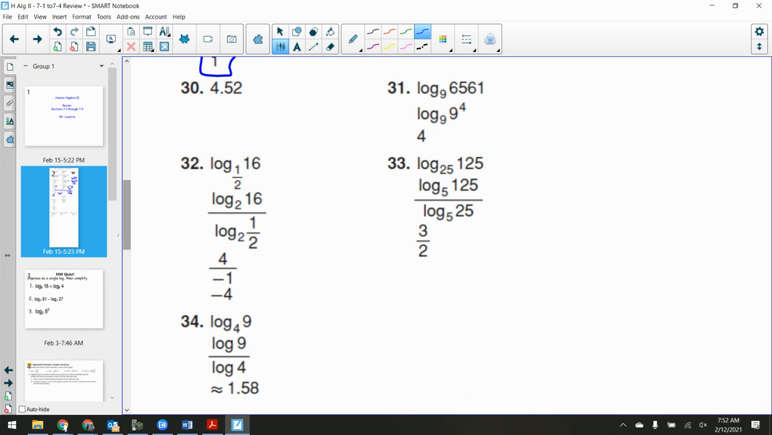But what I can do is change the base into 2. Because I know 16 is a power of 2, 2 to the 4th. I know 1/2 is a power of 2, 2 to the negative 1. So therefore, if I change things into log base 2, I could say log base 2 of 16, which is 4, divided by log base 2 of 1/2, which is negative 1. 4 divided by negative 1 is negative 4.